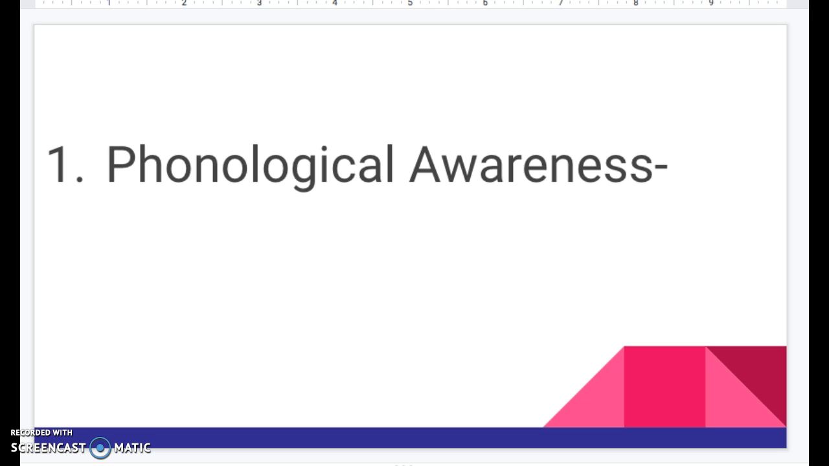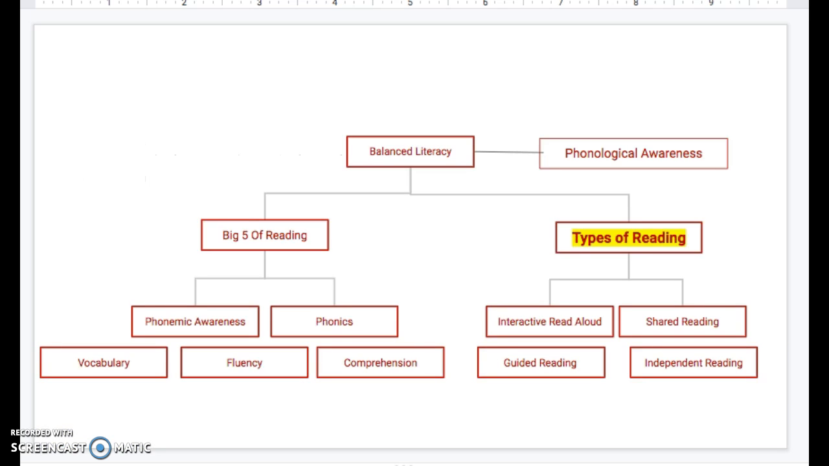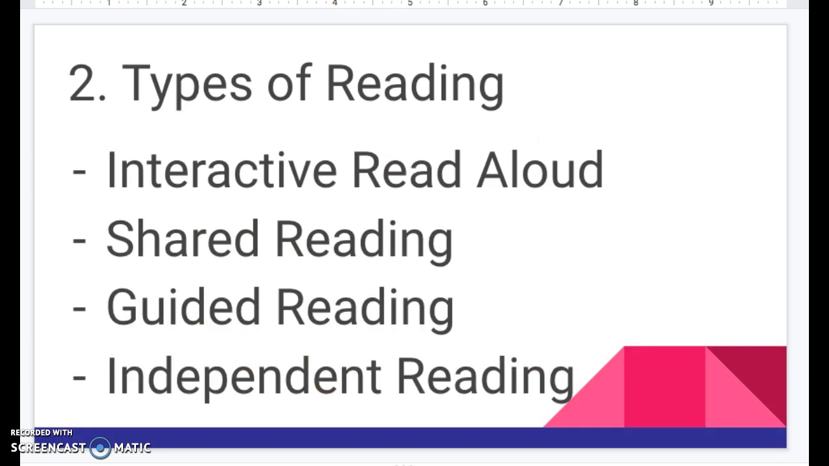We will now go into our first important aspect by discussing the components of balanced literacy. Balanced literacy encompasses all the different types of literacy instruction that we have learned about. This includes 1. Interactive read aloud, 2. Shared reading, 3. Guided reading, and 4. Independent reading. An interactive read aloud takes place when a teacher is leading the class in a read aloud story.